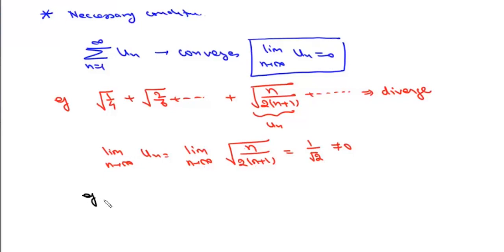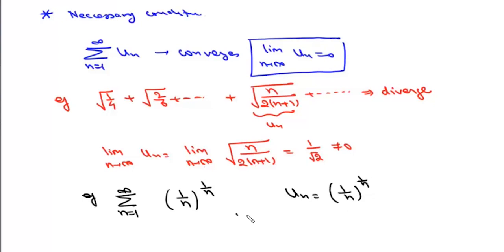If we take another example, suppose we have to check for convergence of the series, which is summation n varies from 1 to infinity of 1 by n to the power 1 by n. Now the nth term of the sequence is 1 by n to the power 1 by n. Now we'll find this limit as n tends to infinity of un, which will be the limit as n tends to infinity of 1 upon n to the power 1 upon n. Now this is 0 to the power 0 form.